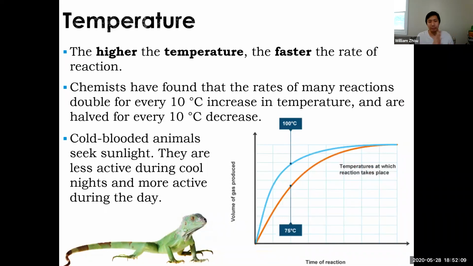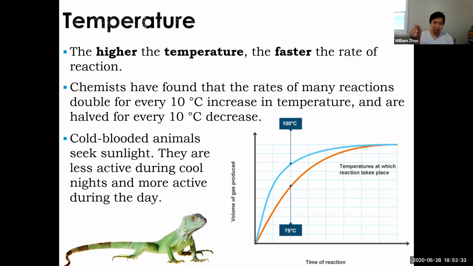Okay, temperature. If you increase the temperature, you have a faster reaction rate. And in fact, empirical evidence suggests that if you increase the temperature by 10 degrees Celsius, the rate of reaction for many reactions will double. And the reverse is true. If you decrease the temperature by 10 degrees, the rate of reaction will halve.